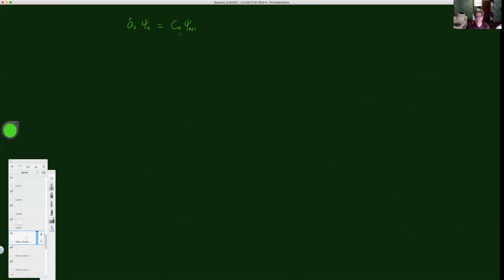Now, I was calling it A before, but I'm going to call it C. And there's probably a dependence on n. We saw that already. The normalization constant for psi 0 was a bunch of pi's and all kinds of stuff, and the normalization constant for psi 1 was just 1. So there's some dependence on n. It's going to change with n.